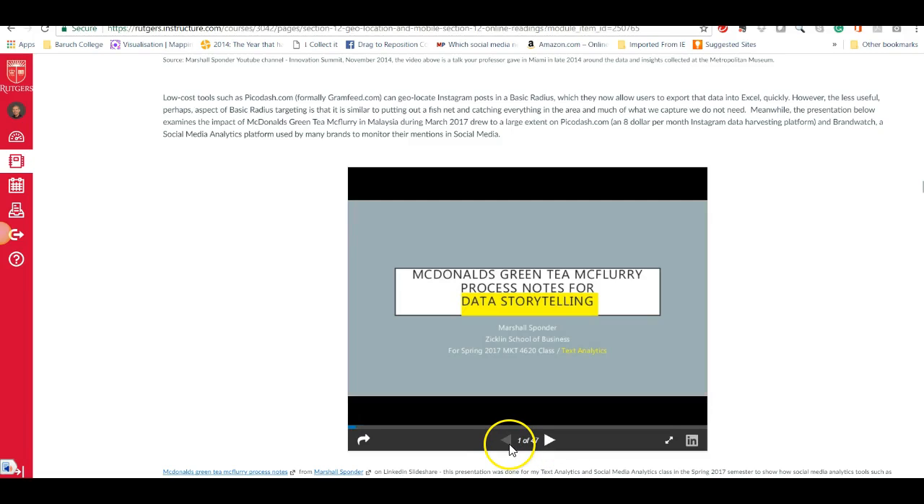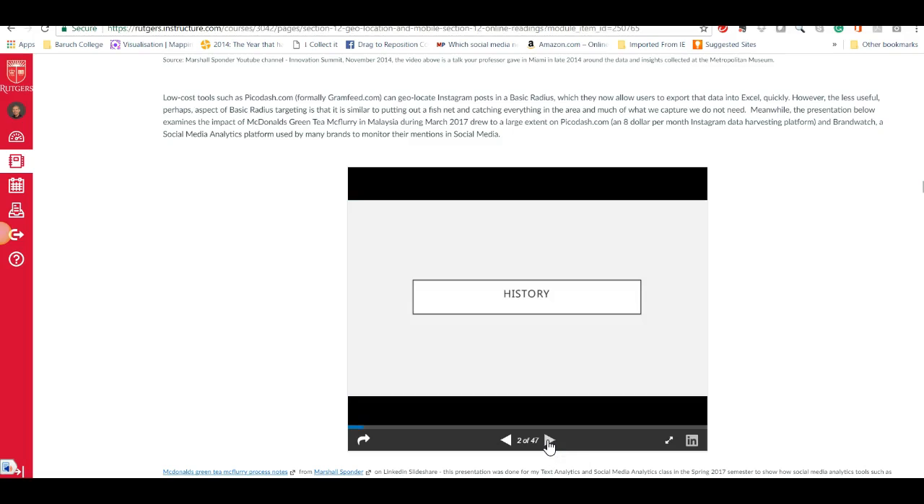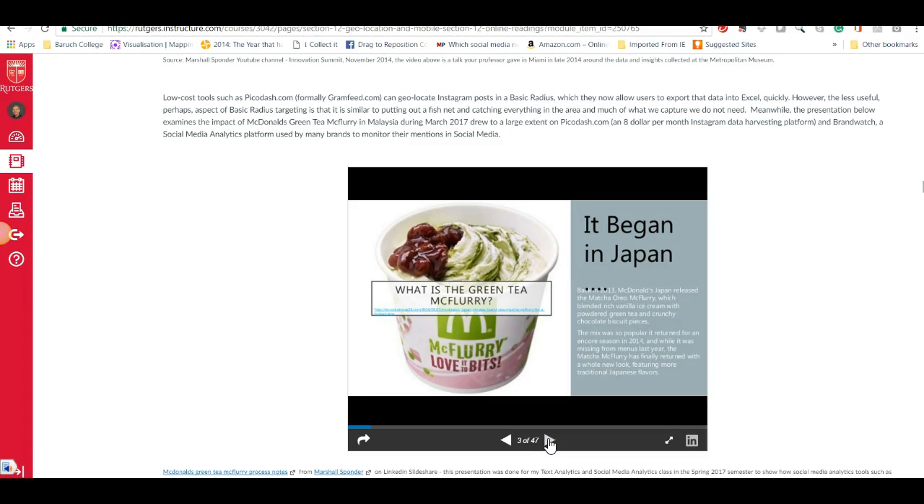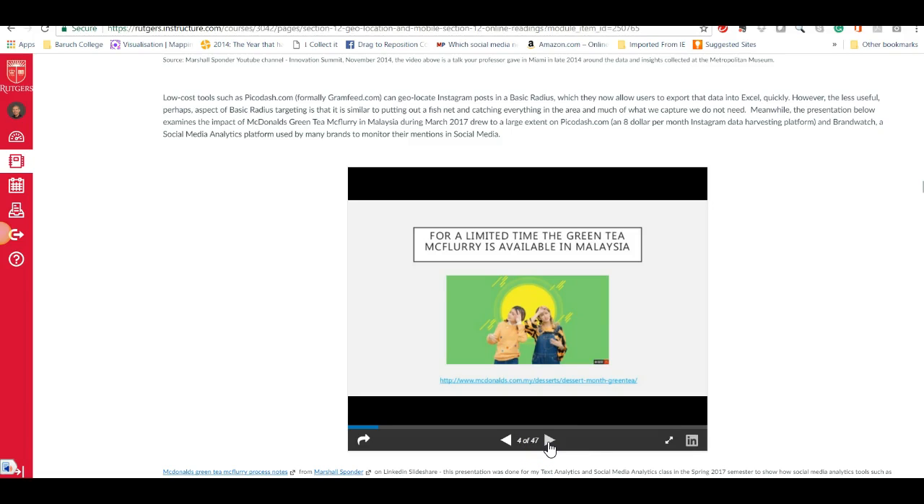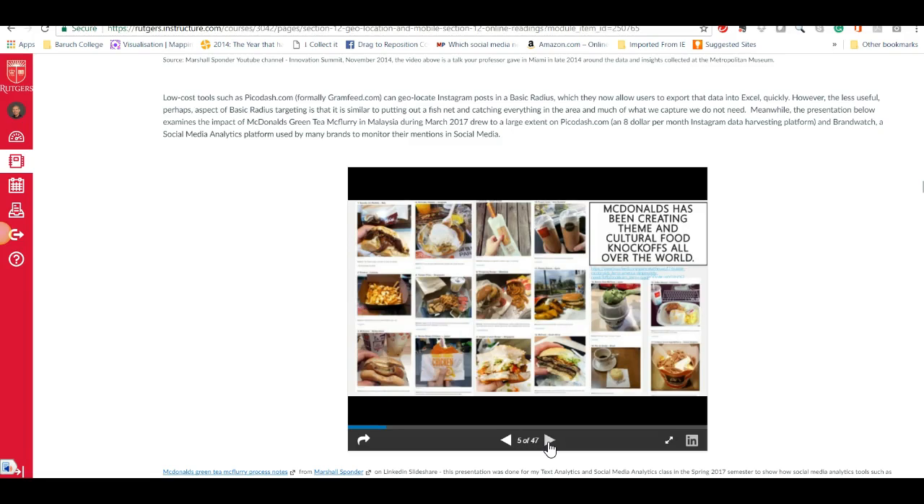One of my students said they were particularly interested in a McDonald's campaign with the green tea, not latte, the green tea matcha that was going on in Malaysia. I'd been to Singapore a couple times, but that was not being done there then. So, green tea McFlurry. I did this a couple months ago. I just took anything that a student said. Well, let's look at this, and I used Pico Dash and a couple of other brand watch tools to do this. It began in Japan in 2013, and it was in Malaysia.